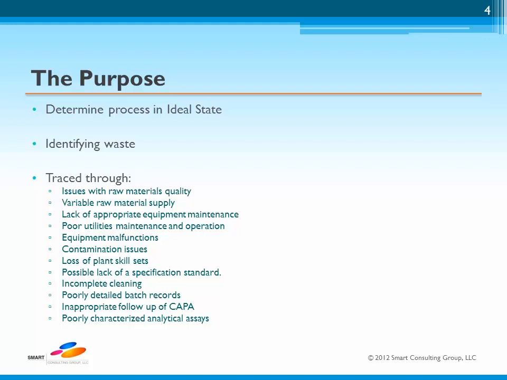On the documentation side, poorly detailed batch records which provide insufficient clarity on key steps can cause variability to be introduced as staff interpret the instructions differently. Where deviations have occurred, inappropriate follow-up of CAPA issues can also affect how fast, how efficiently and how compliantly a batch may be released by the quality assurance group.